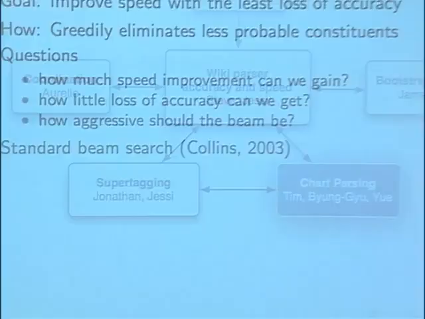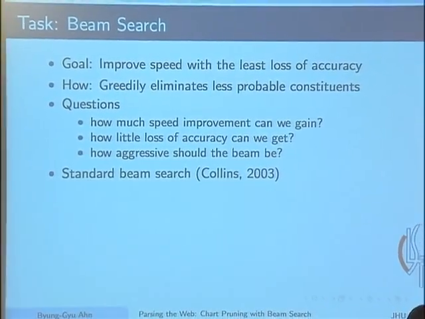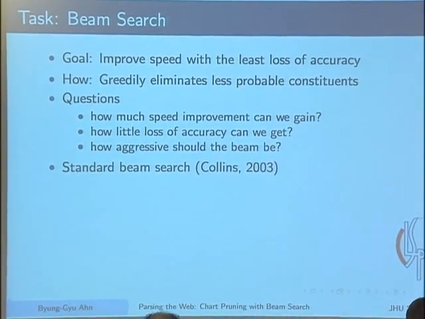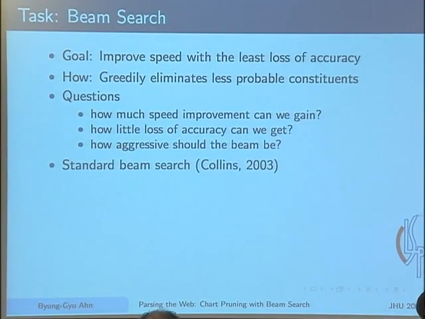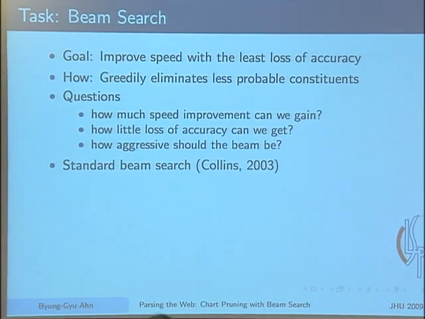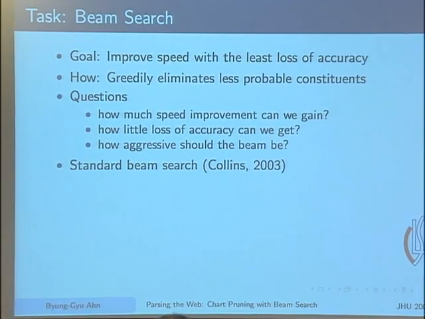And the repeating theme in our talk and the goal of beam search is to improve speed with minimal loss in accuracy. So, in the beam approach, we focus on pruning constituents in each cell of the chart. What we do is greatly eliminate less probable constituents while building the chart. It's a standard beam search approach, as in Collins' paper. And the questions here are how much speed improvement can you get, how little loss in accuracy can you get, and how aggressive should the beam be.